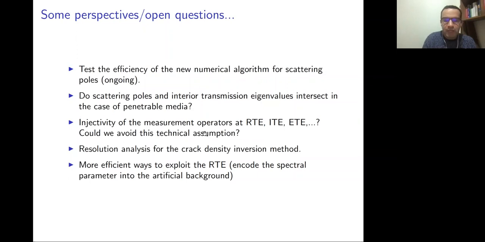And for the numerical algorithm, it would be interesting to avoid this assumption, because even if the operator is not injective, we observe numerically that it works. And for the last problem, I just presented a way to choose the background so that we obtain an indicator function for the cracks, but there are better ways to do that, where you encode the spectral parameter not on the frequency but on the background you choose, and this can be more efficient numerically and also for applications. Okay, and thank you for your attention.